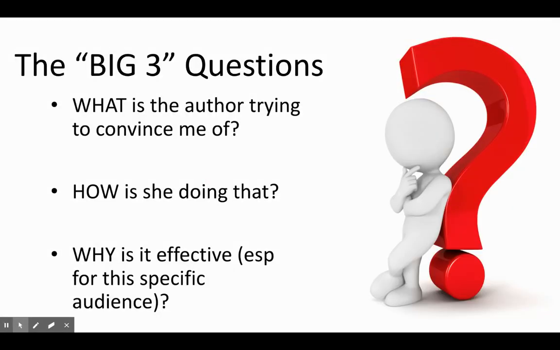Okay, a reminder for you that when you are doing rhetorical analysis, the big questions that you should always be asking yourself are, what is the author trying to convince me of? And that is the purpose. How is she doing that? And those are the strategies and the evidence and the appeals and things like that. And why are those strategies, evidence, appeals, and things like that effective for the particular audience?